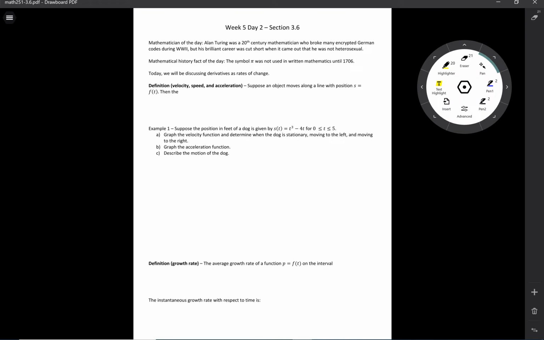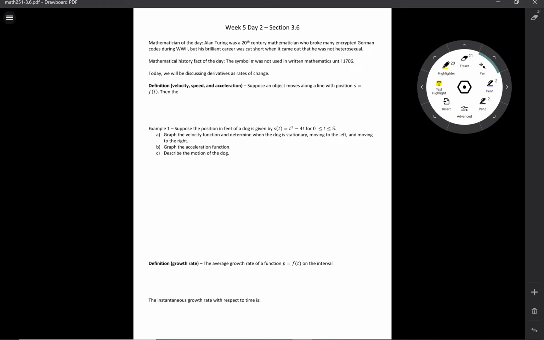All right, so today we will be discussing derivatives in terms of rates of change. So far we've been discussing derivatives as slopes in terms of a specific equation or graph, and a slope is a rate of change in a graph, but today we'll be talking more about applications. So first we are going to define speed, velocity, and acceleration in terms of derivatives.